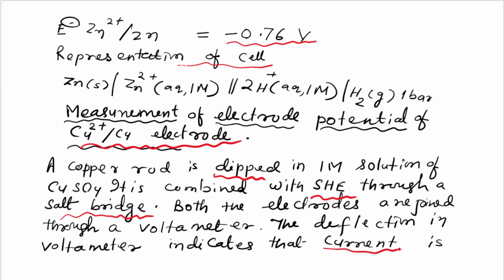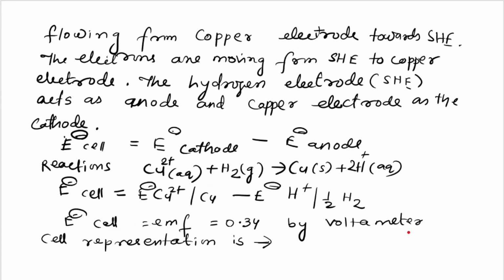There you can see current is flowing from the copper electrode towards S.H.E., and electrons are flowing in just the opposite direction. So electrons are moving from S.H.E. to the copper electrode. The hydrogen electrode S.H.E. acts as anode and the copper electrode acts as cathode. So this is the anode, S.H.E., and copper is the cathode.